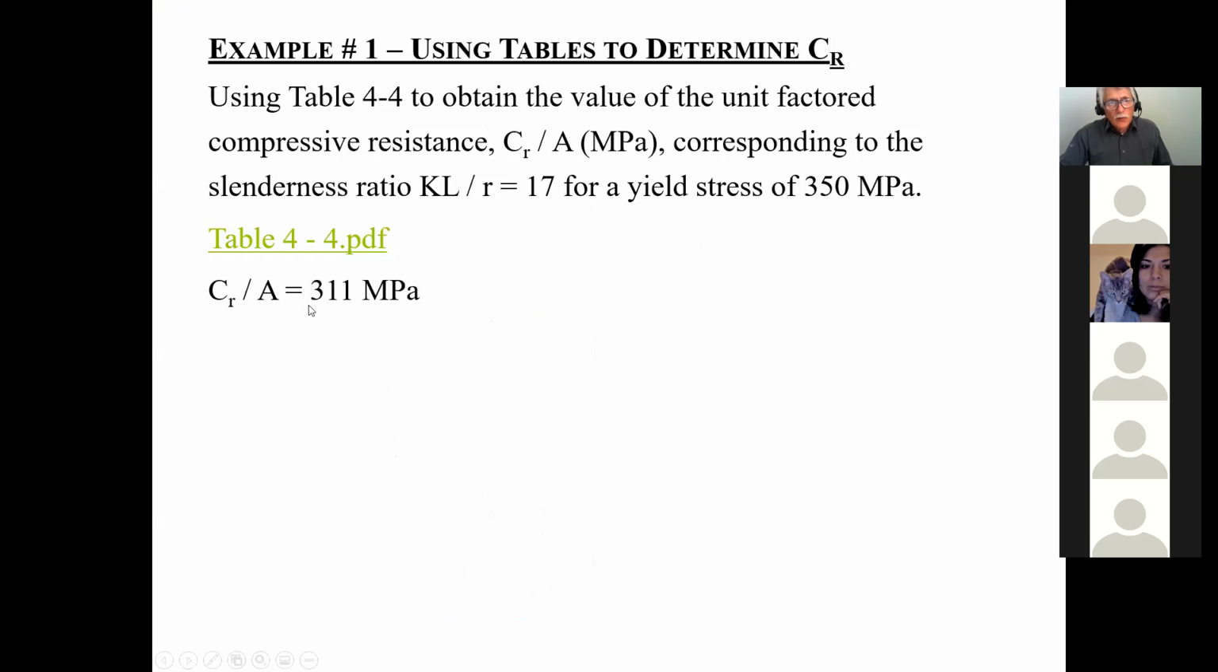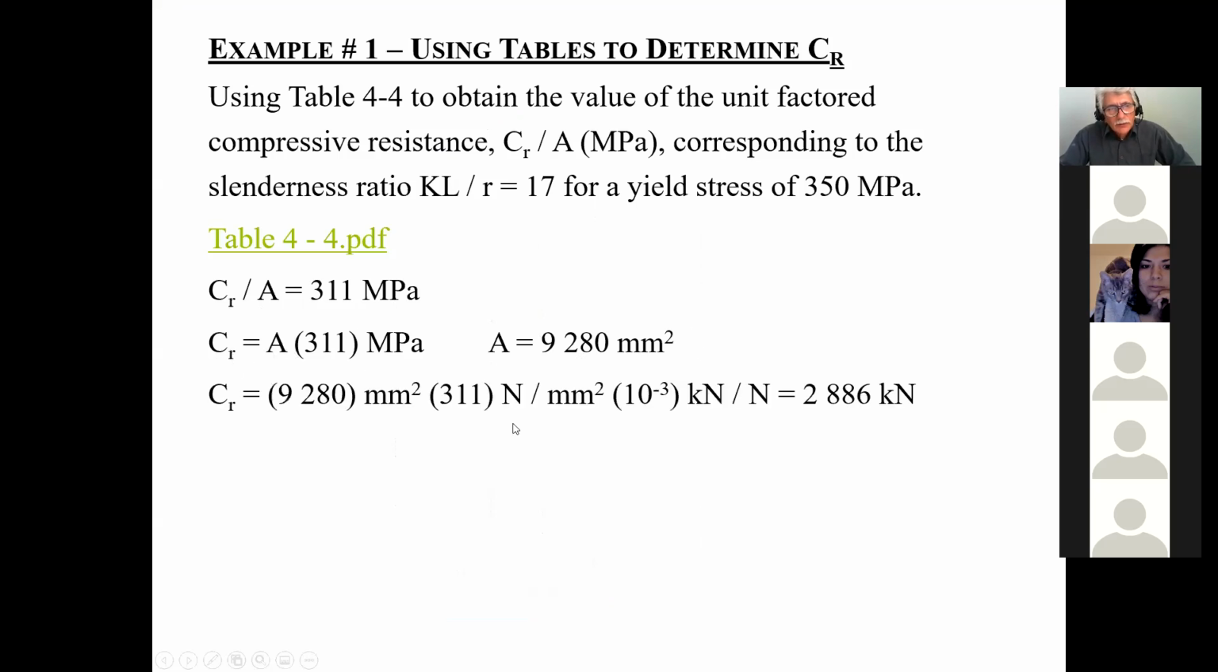So I got CR over A of 311 MPa. And now all I got to do is multiply that by the cross-sectional area. In other words, I take that and multiply by 10 to the minus 3, and I get 2,886. And there you go.